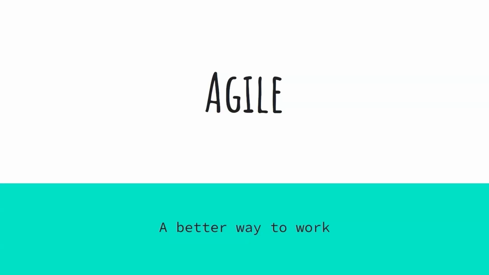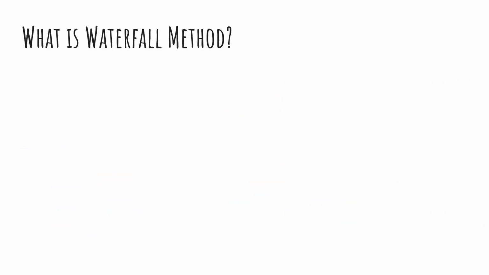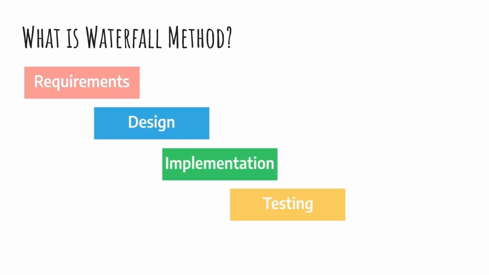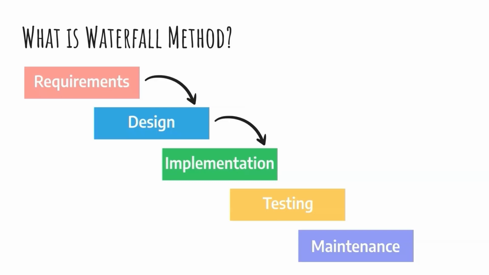Hi guys, today we will learn what is Agile. Before learning Agile, let's go back to the traditional approach, Waterfall. What is the Waterfall method? In the Waterfall method, first we get the requirements, then we do the design, then we do the implementation, then we do the testing, and then we do the maintenance. All these steps work one by one.